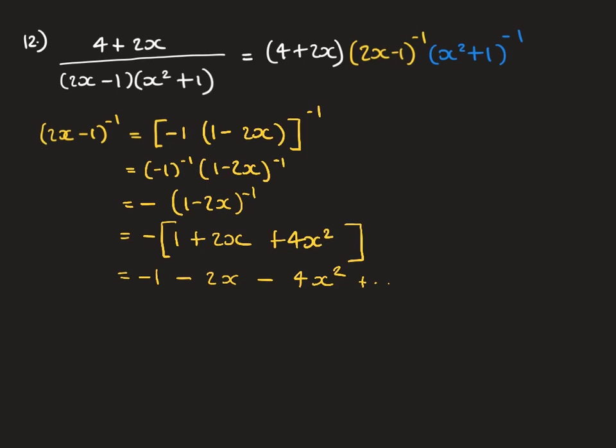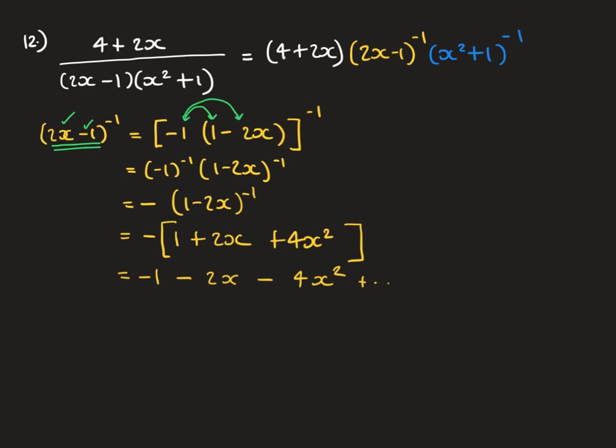Now please make sure you've understood what I've done here. We started with 2x minus 1 in this bracket, and I need the rearrangement to start with a 1. So I factorised out a negative 1. Now if you expand back, you can see negative 1 times 1 gives me my negative 1. Negative 1 times negative 2x gives me my 2x here. So it's the same thing.